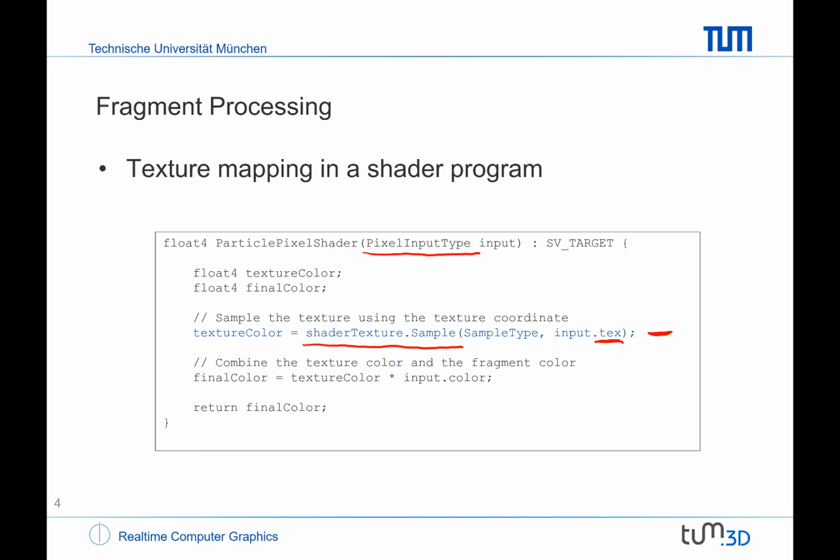We will come back to this a little later. In particular, we now specify here the texture coordinate which the rasterizer has interpolated from the per-vertex texture coordinates to the fragments. By means of the interpolated texture coordinate, I can now just call the shaderTexture.Sample function, which returns the texture value at exactly that location. And then I can use the texture color in whatever way I want.